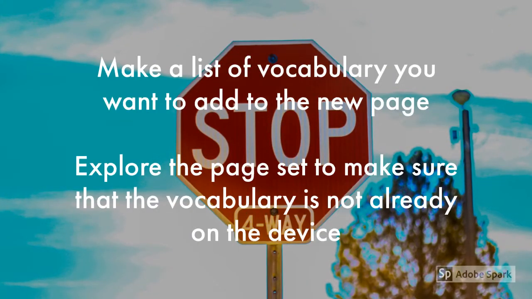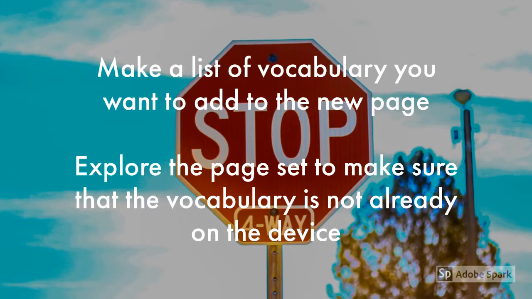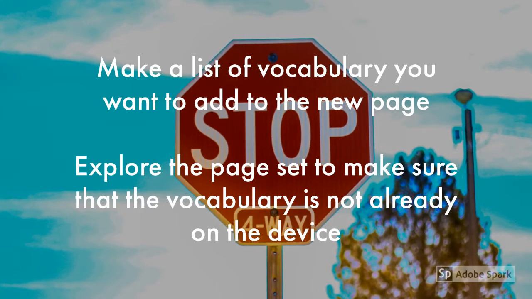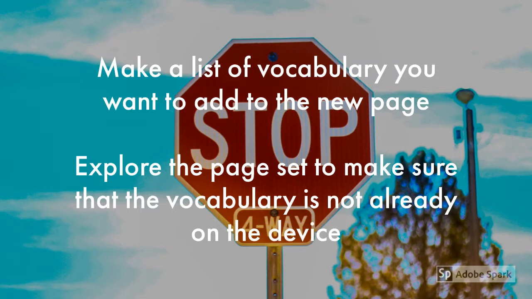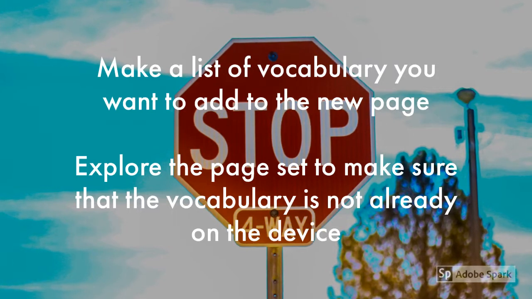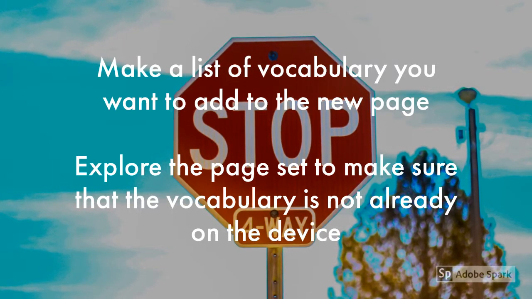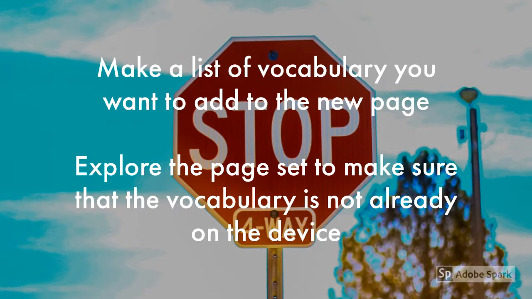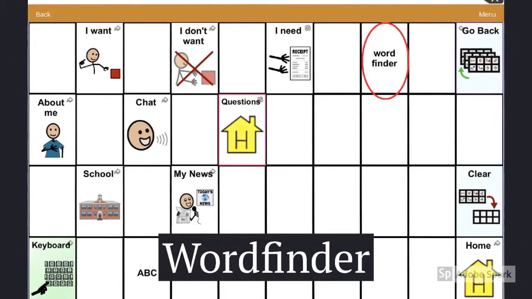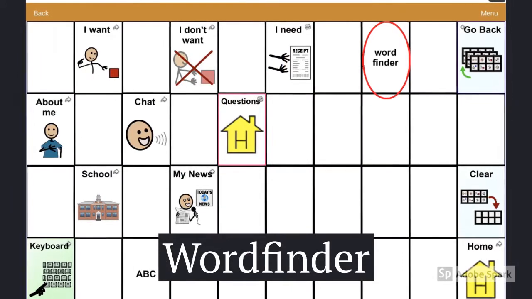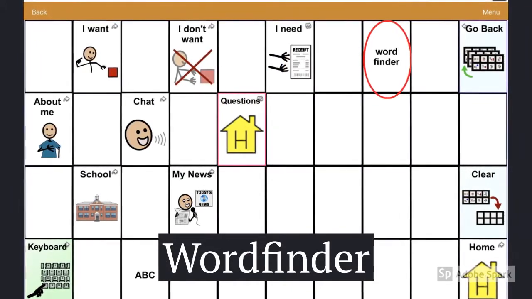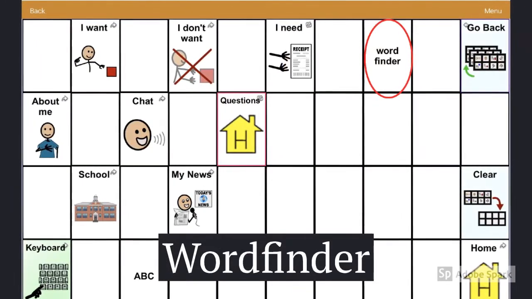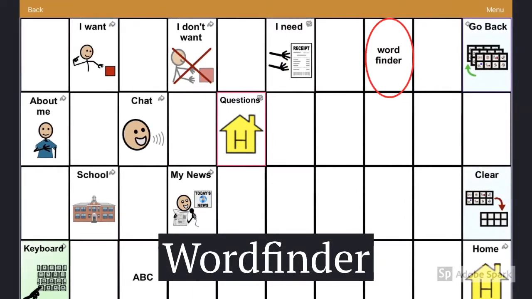But hold on. Before you go to the trouble of making an entirely new page, make a list of the vocabulary that you would want to add to that page. Then explore the page set and make sure that the vocabulary is not already on the device. If you have a word finder button within your page set, use it to locate vocabulary words. If you don't have one, you can always add it.